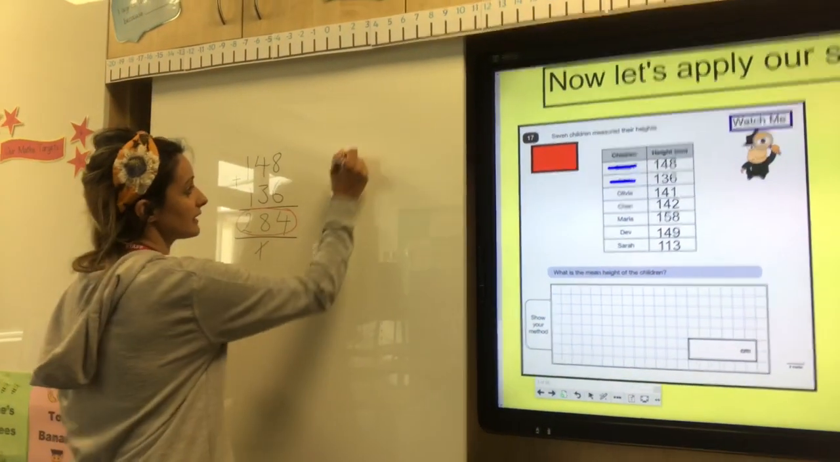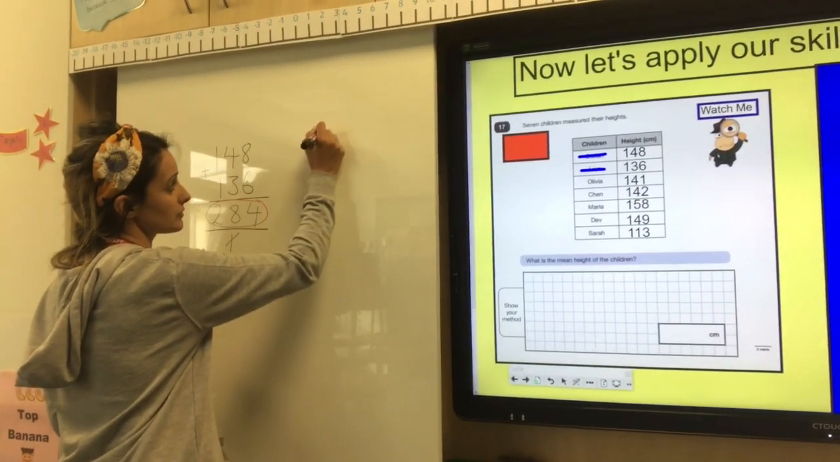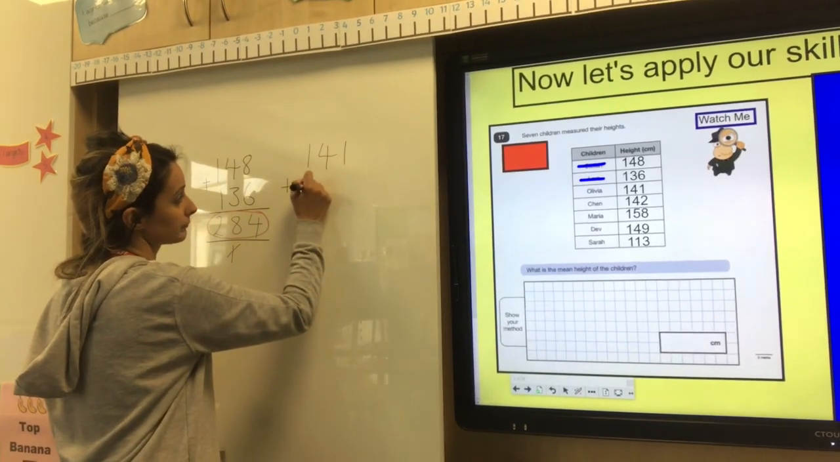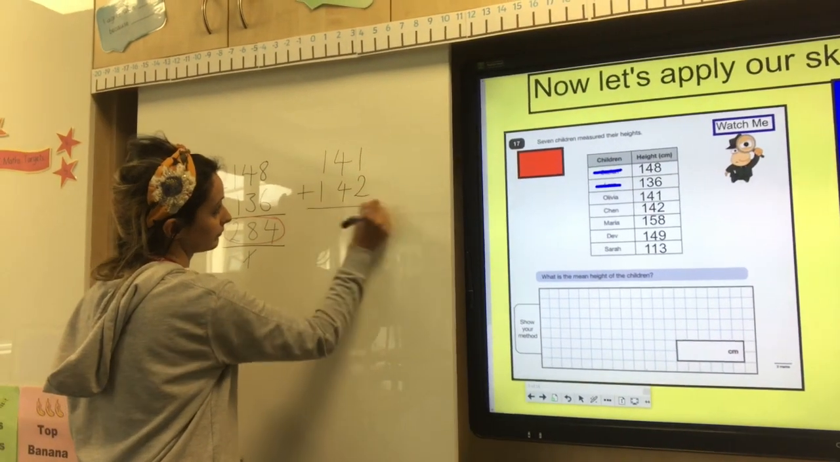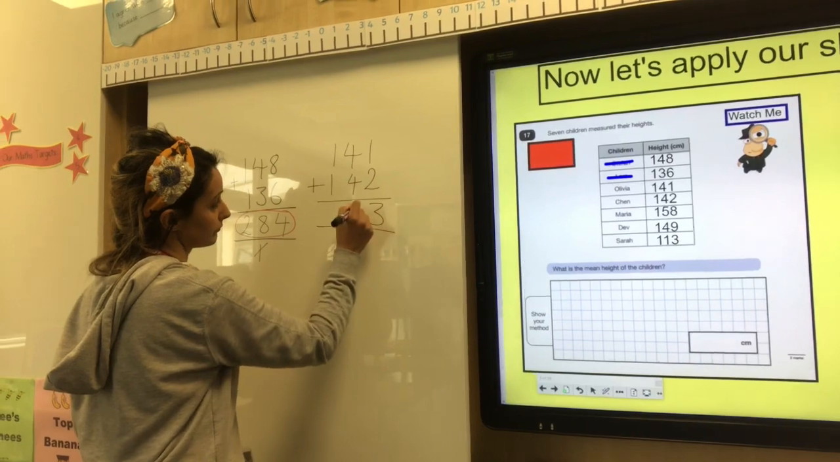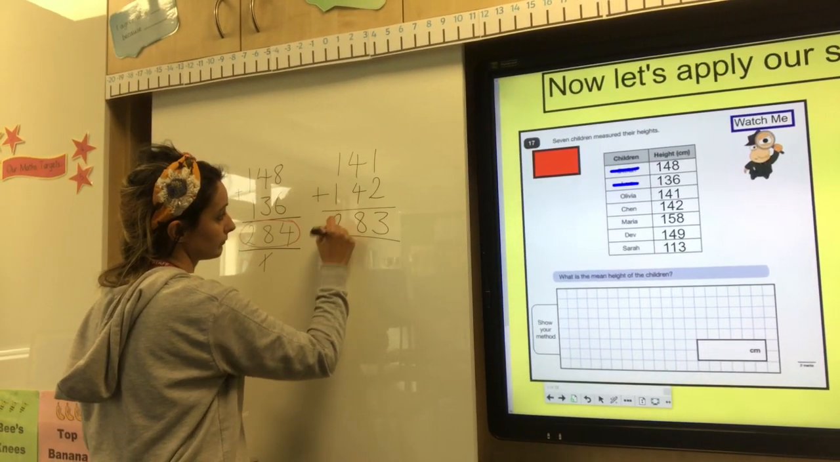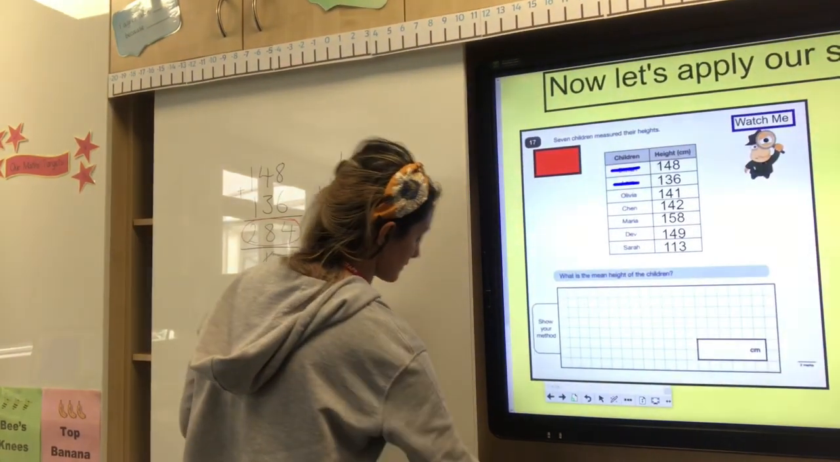So we then had Olivia, who was 141 and then 142. This is quite a simple calculation actually. So we know that 1 add 2 is 3, 4 add 4 is 8, and double 1 is 2. So there's my final answer here.